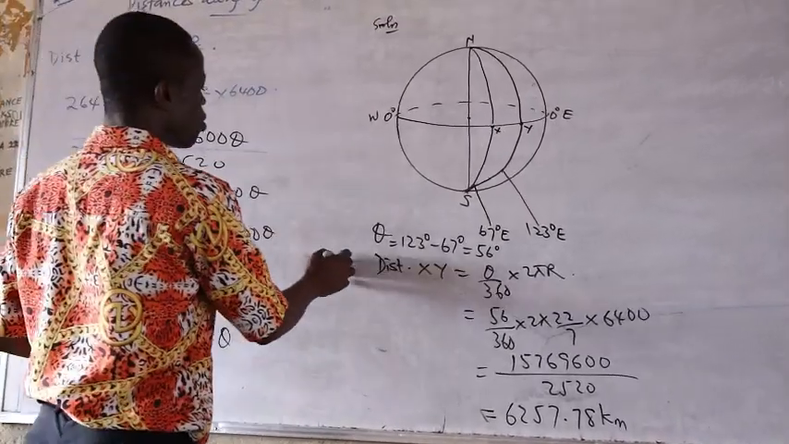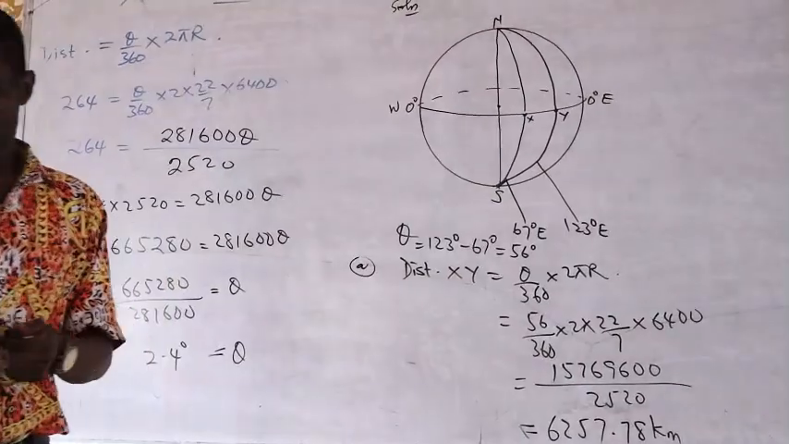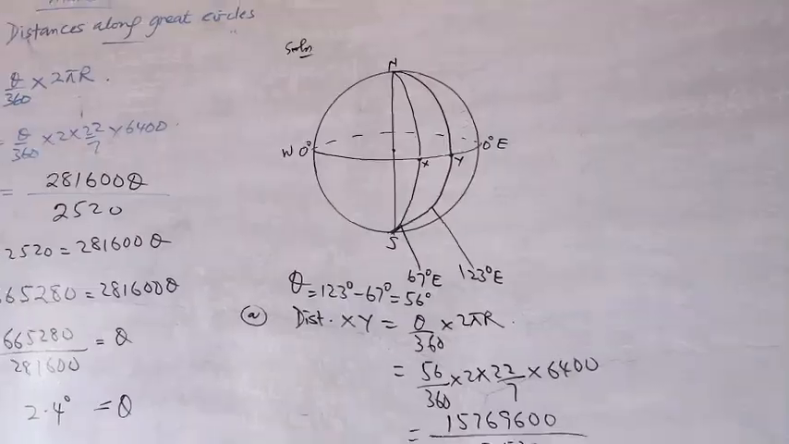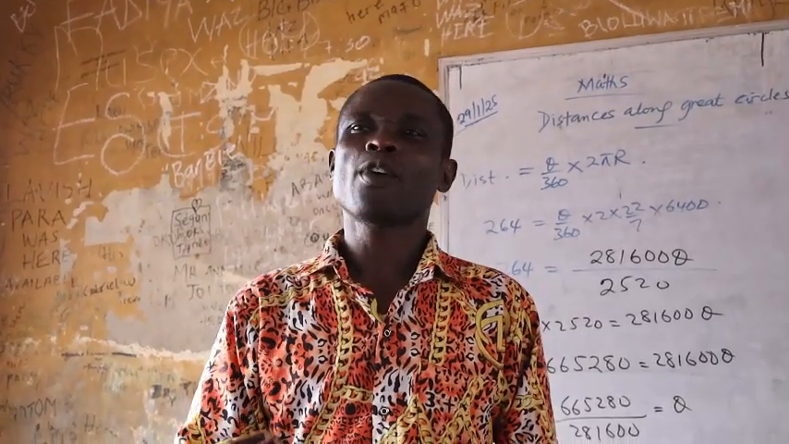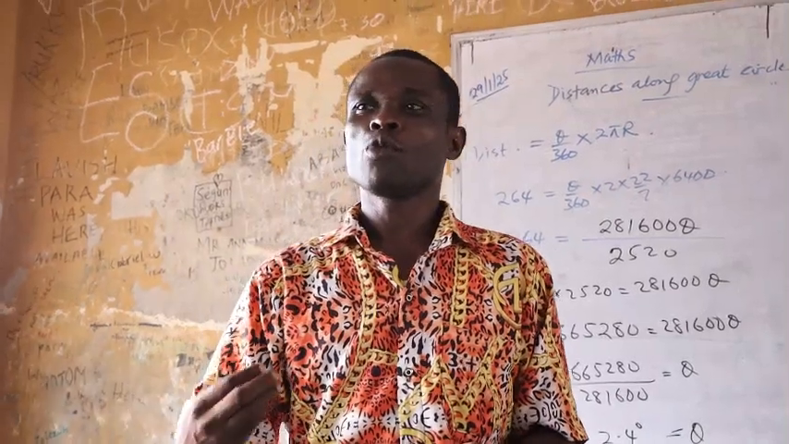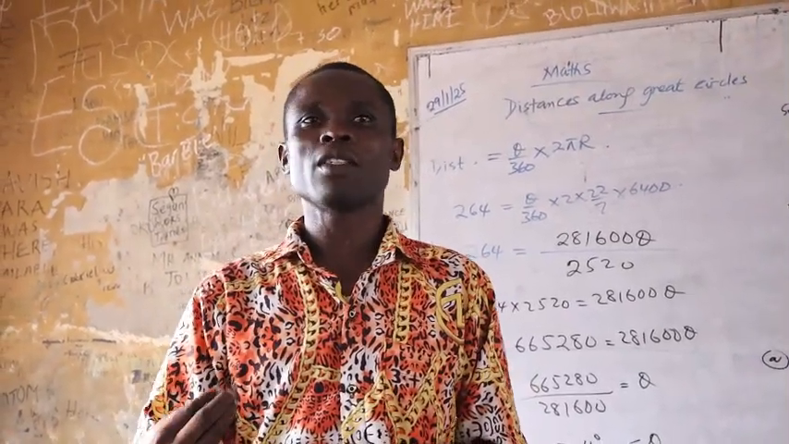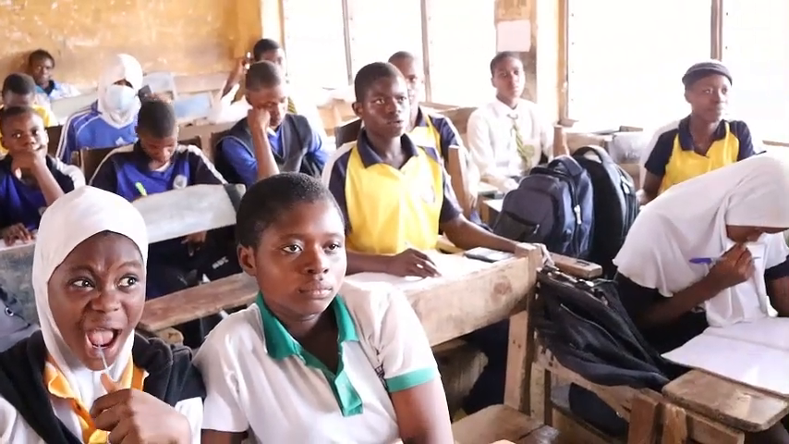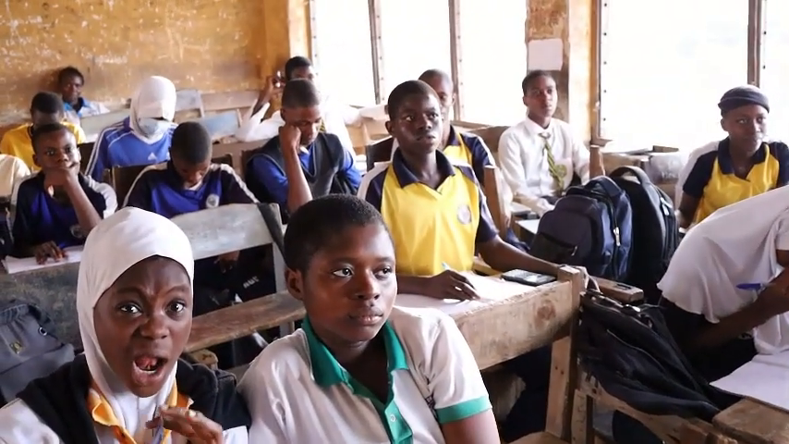Then the second question is distance. Which formula are we going to use? How far is X from the North Pole? Which formula are we going to use? If you know it, please help. Anybody? No idea?